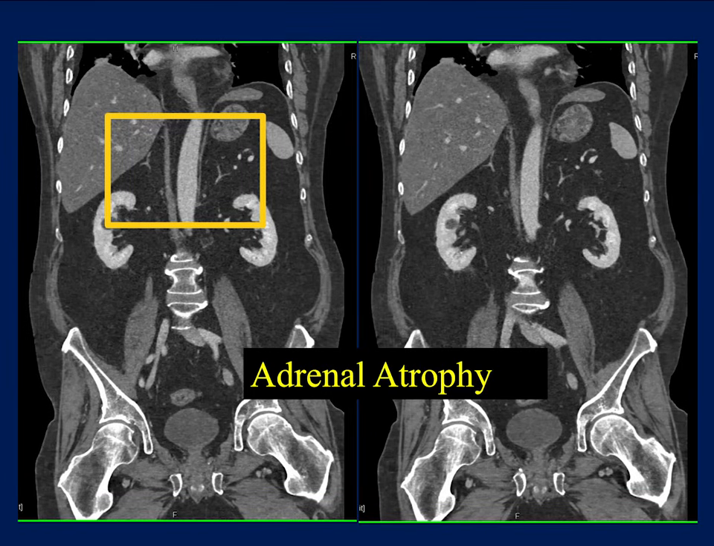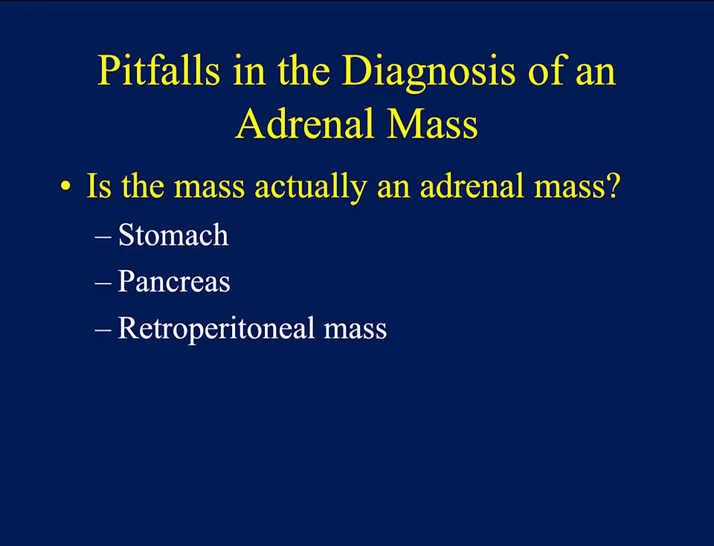So we talk about bright glands. We also talk about small glands. Sometimes when we see a unilateral adrenal mass, we'll look at the contralateral adrenal gland and see if it's atrophic, which may be due to hypersecretion of the contralateral gland.